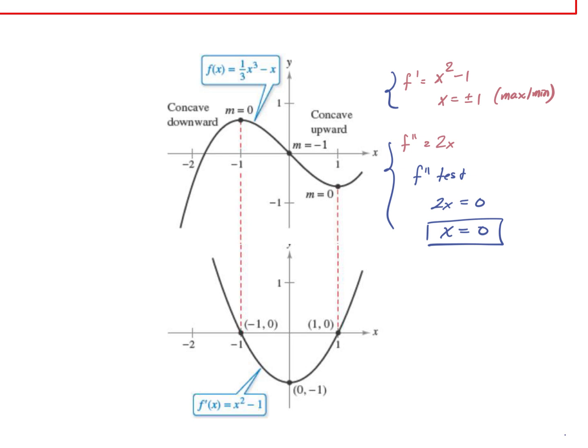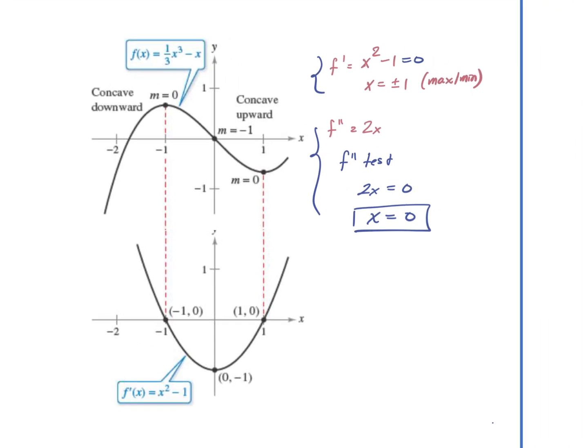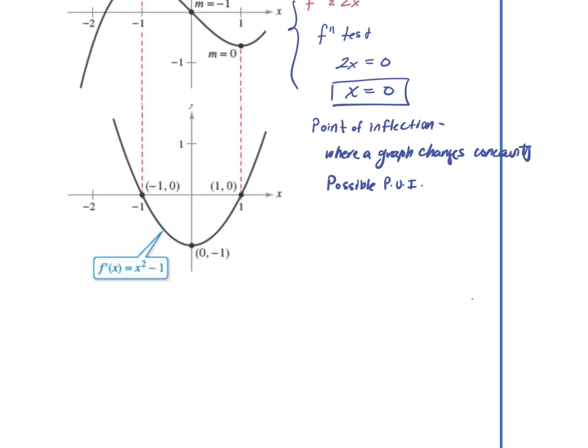Remember when we set the first derivative equal to 0, those were critical numbers, possible max or mins on the graph. When we set the second derivative equal to 0, what we're finding are possible points of inflection, where it changes concavity. So a point of inflection is where a graph changes concavity. And it's possible, so these are possible points of inflection.